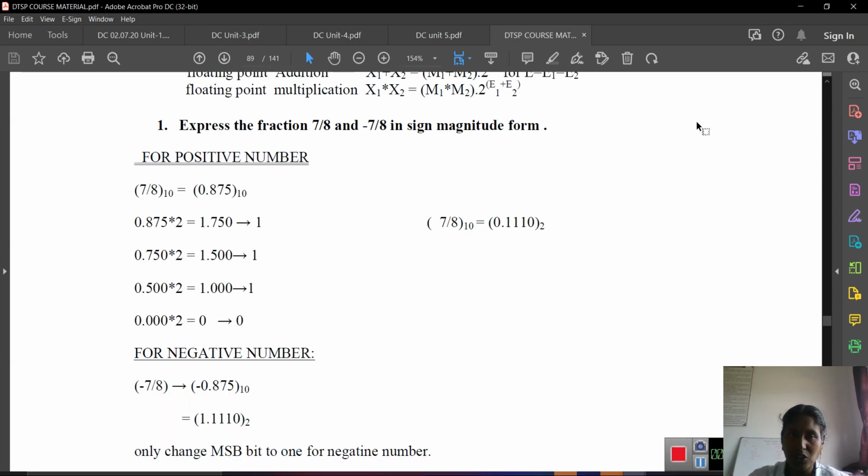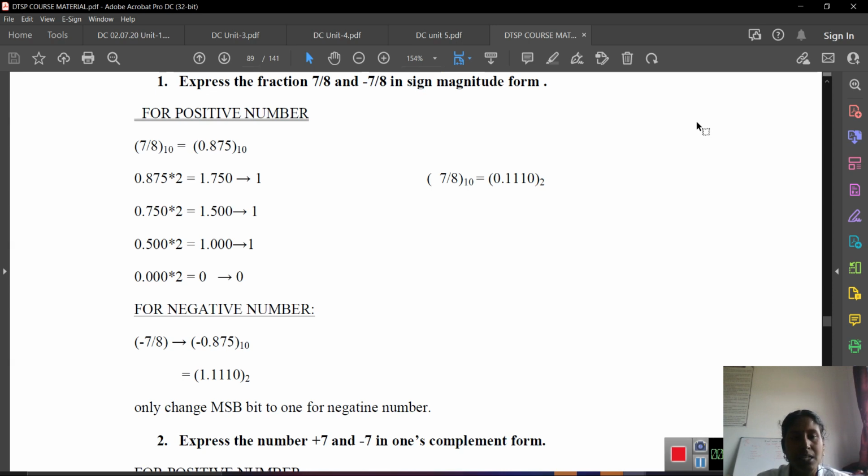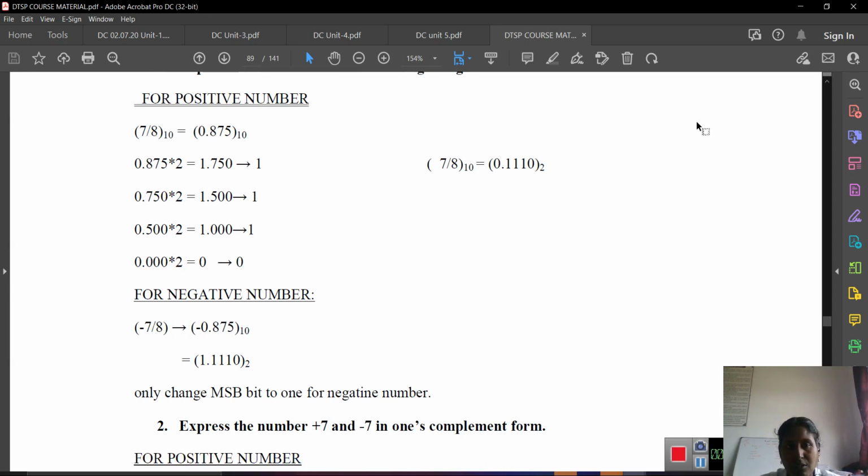Now we express the fraction 7/8 and minus 7/8 in sign magnitude form. For the positive number, 7/8 in decimal equals 0.875. Then the calculation: 0.875 × 2 gives 1.750, and at a time we take only the integer part, 1. From the fractional part we multiply again: 0.750 × 2 gives 1.500, integer part 1. Then 0.500 multiplied by 2 gives 1.000, result 1. Then 0.000 multiplied by 2 gives 0.